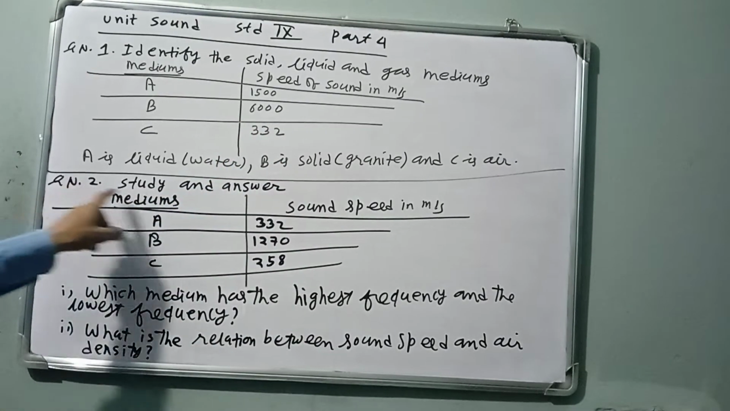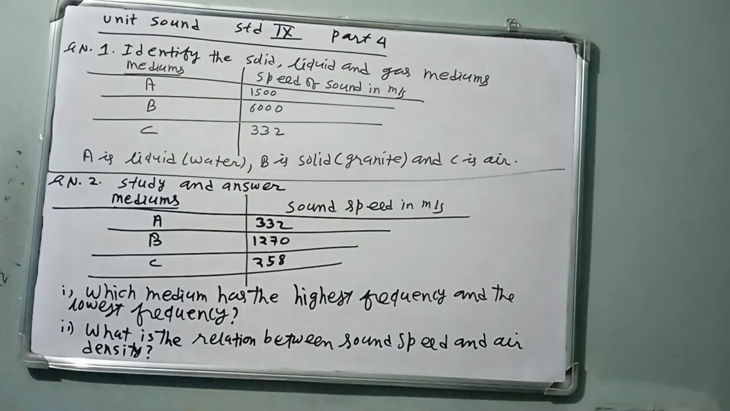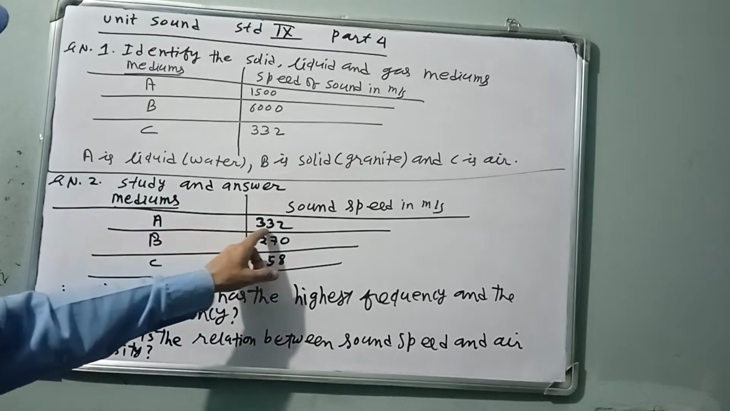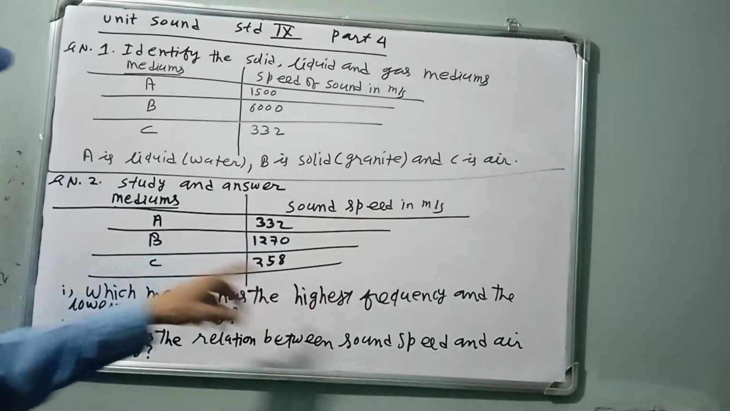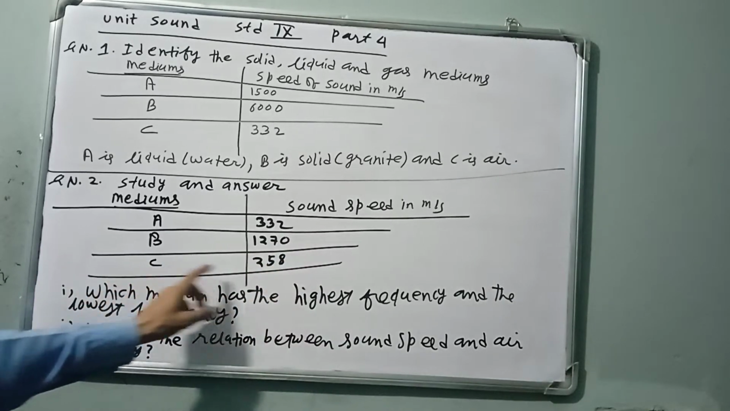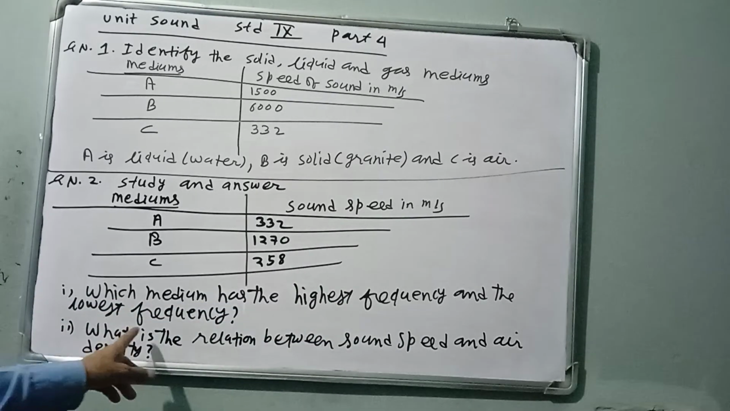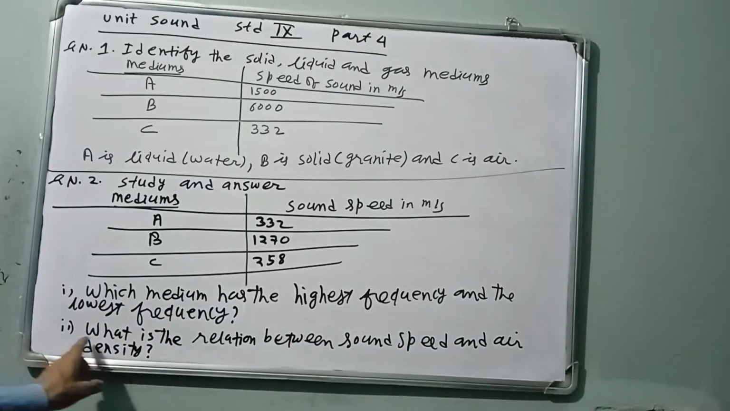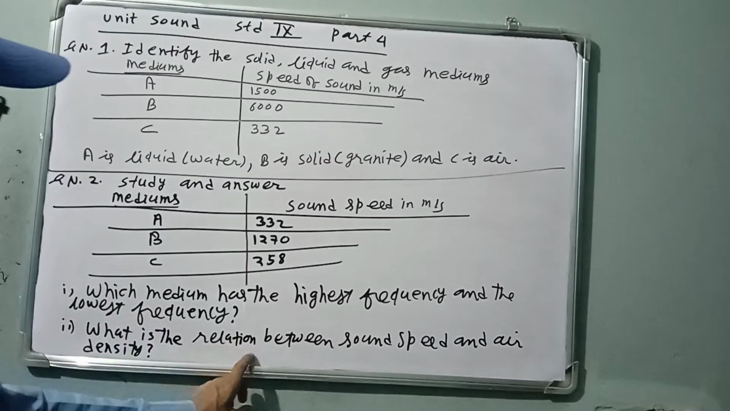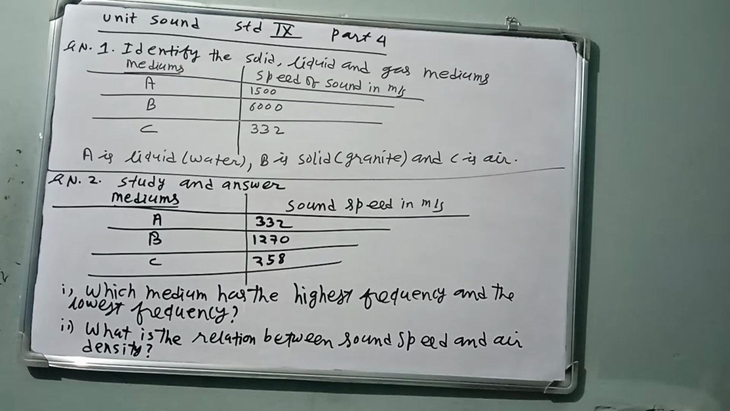Question number 2. Study and answer the following questions. They are very short, logical questions. Medium A: 332 meter per second. Medium B: 1270 meter per second. Medium C: 258 meter per second. Which medium has the highest frequency and the lowest frequency? What is the relation between sound speed and air density?